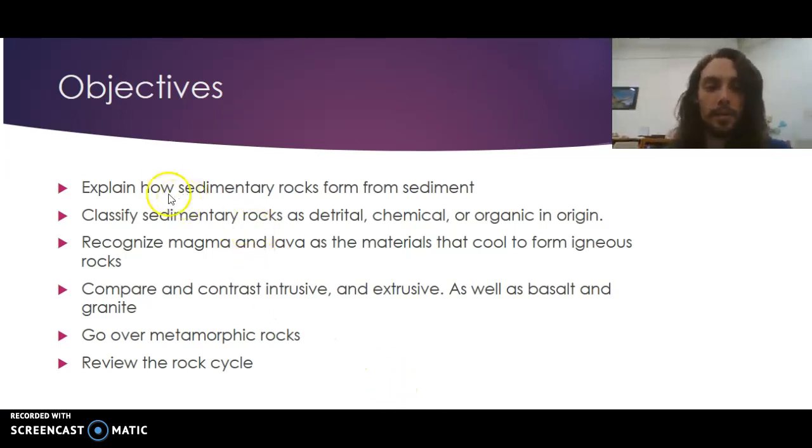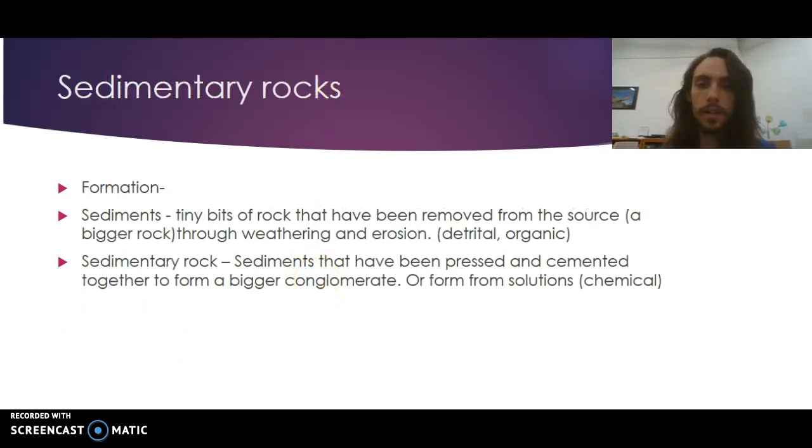The objectives are going to be to explain how sedimentary rocks can form from sediment, classify sedimentary rocks as detrital, chemical, or organic in origin. We're going to recognize magma and lava as the materials that cool to form igneous rocks, and compare and contrast magma and lava. We're also going to compare and contrast intrusive versus extrusive rocks. That's igneous as well. And we're going to talk about basalt and granite. And then the last thing we'll do is go over metamorphic rocks and review the rock cycle again, so you know exactly what to talk about on the tests.